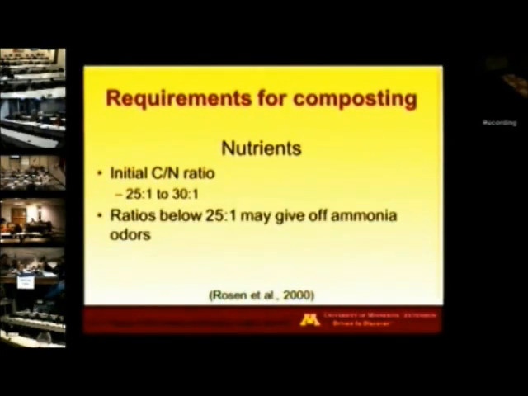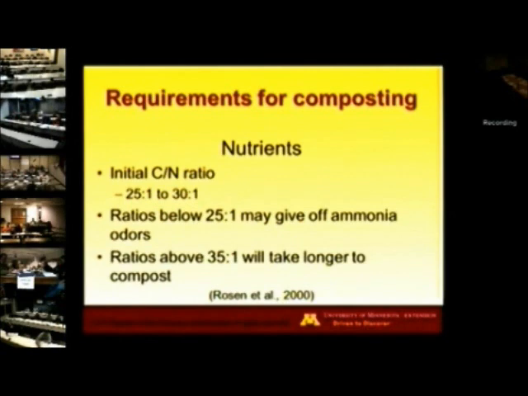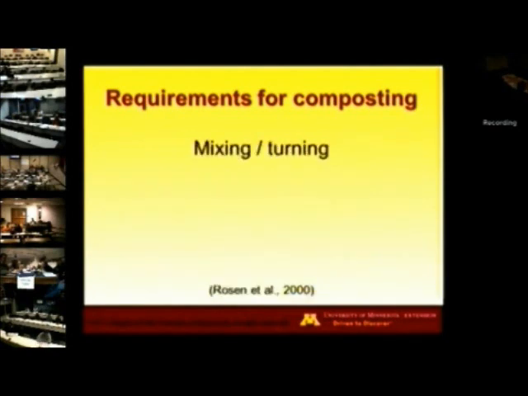Now, if our ratios are below 25 to 1, and again, this is the carbon to nitrogen ratio, we may give off ammonia odors. And if our ratios are above 35 to 1, it could take longer to compost. And we'll talk about the length of composting in just a little bit. But first we'll talk about mixing and turning.